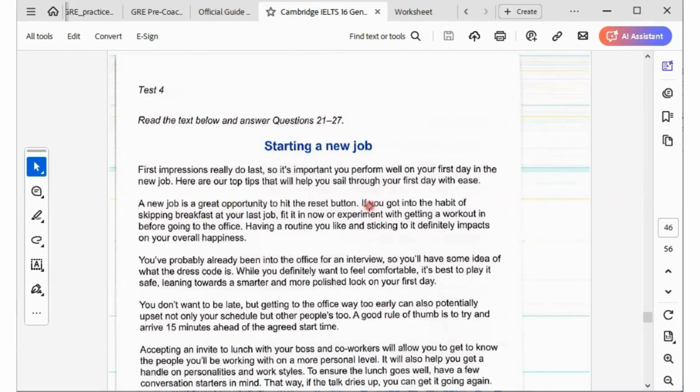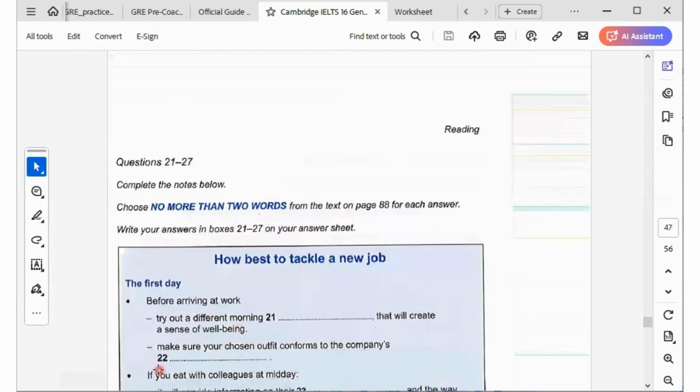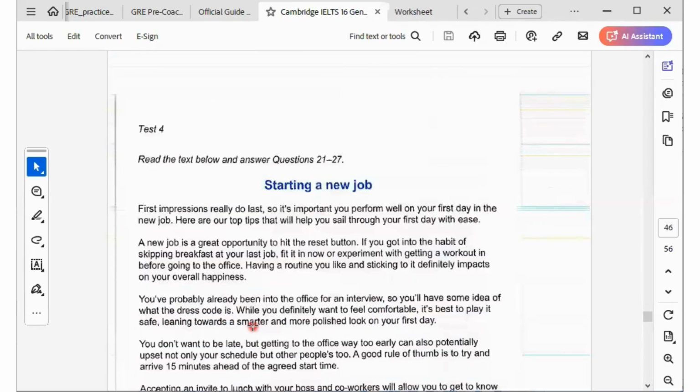A new job is a great opportunity to hit the reset button. If you got into the habit of skipping breakfast for your last job, fit it in now, or experiment with getting a workout in before going to the office. Breakfast. Is it breakfast or workout? One of the two. Let me see. Before arriving at work, try out a different morning breakfast. No. Morning routine. Is there anything like routine here?